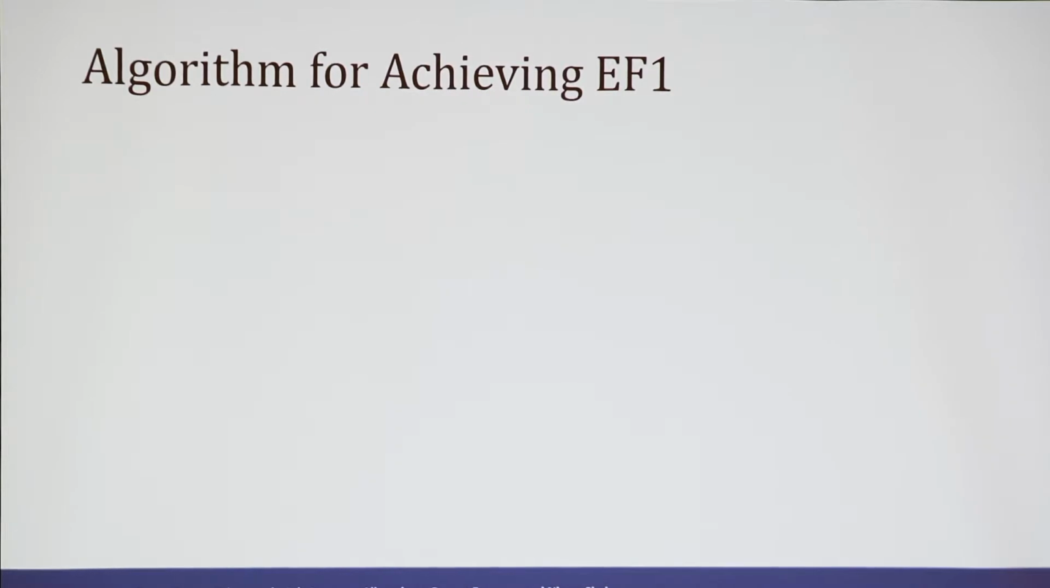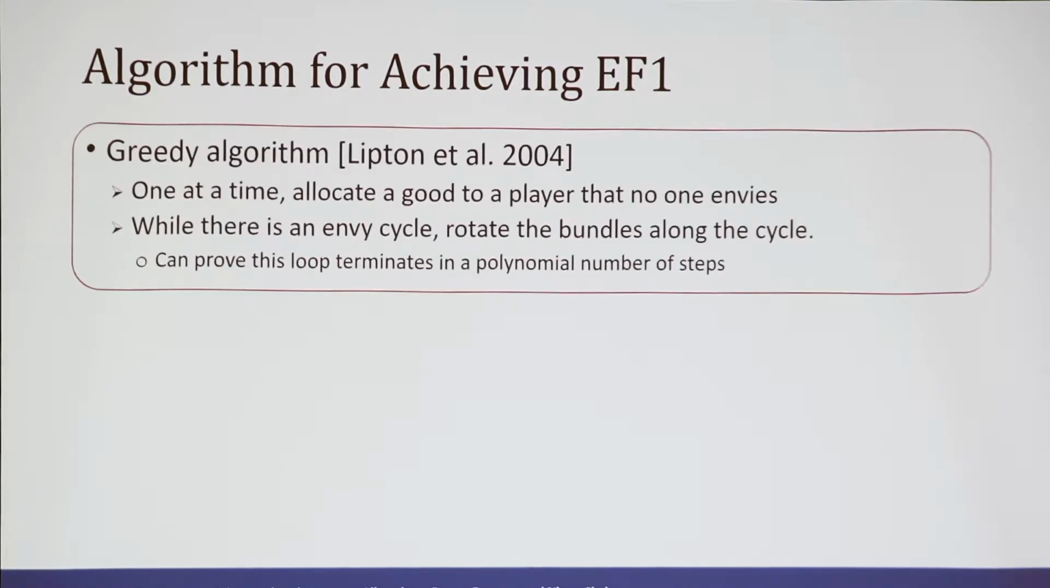I'm going to give you one more algorithm for achieving MV freeness up to 1 good. It's not going to achieve any more properties over and above round robin, but it's going to be a nice algorithm that we'll come back to achieve other properties as well. How this algorithm works is we're going to start with none of the goods allocated. One at a time, we're going to allocate goods, 1 good at a time, to a player that no one envies.